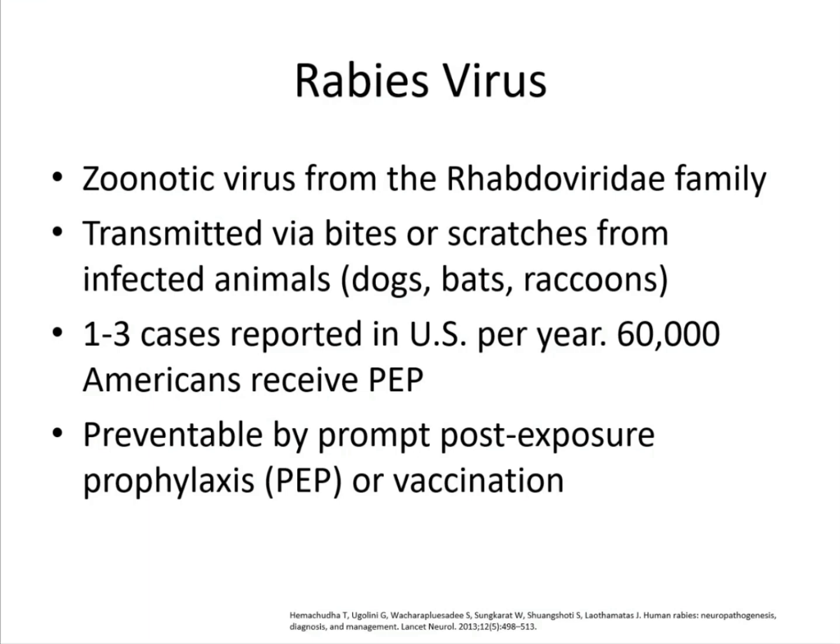I'll show later what we typically do, but dogs is worldwide the more important one. In the U.S., we get 1 to 3 cases reported per year. But regardless, 60,000 Americans receive post-exposure prophylaxis. So this is definitely something you'll see, have questions about, and have to make recommendations about prophylaxis. Very preventable with prompt post-exposure prophylaxis or vaccination.